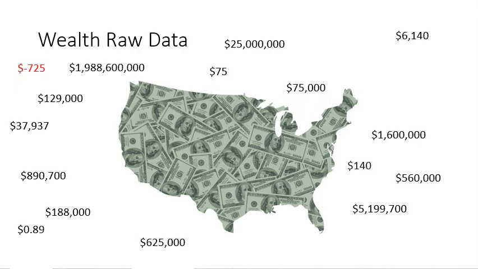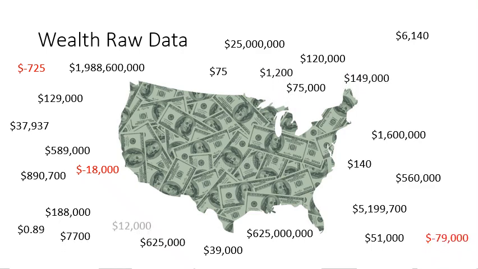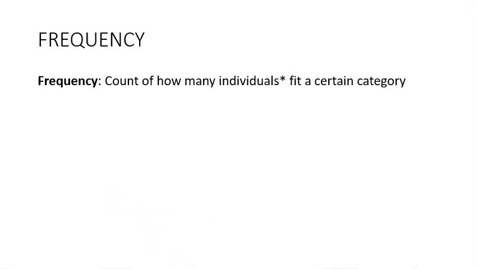And as we look at all of these, we can see that these numbers just don't make very much sense. We can't really wrap our heads around what the information is telling us just by looking at all these different numbers. And so graphically displaying the data is going to make a lot of sense for this. In order to do that, we have to first create a frequency table. So what do we mean by frequency?